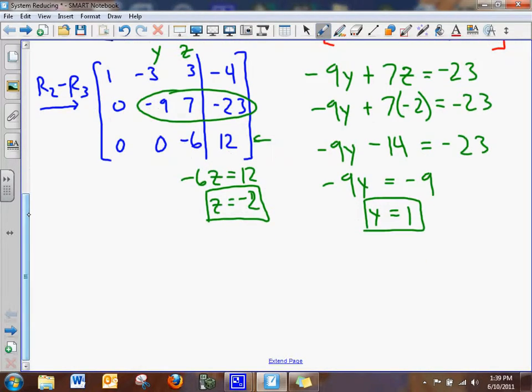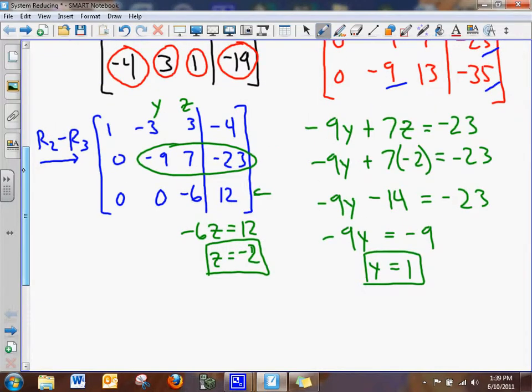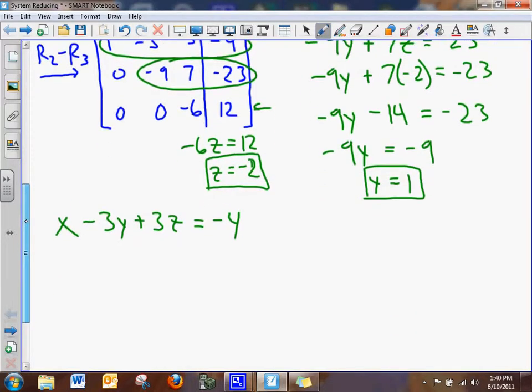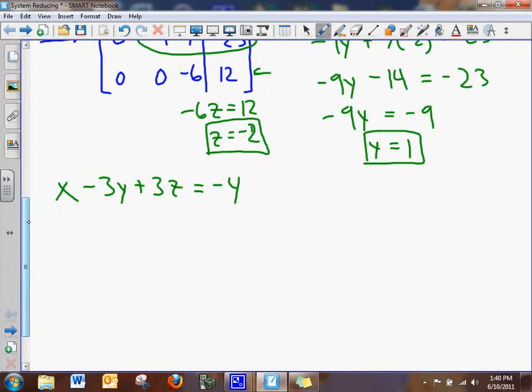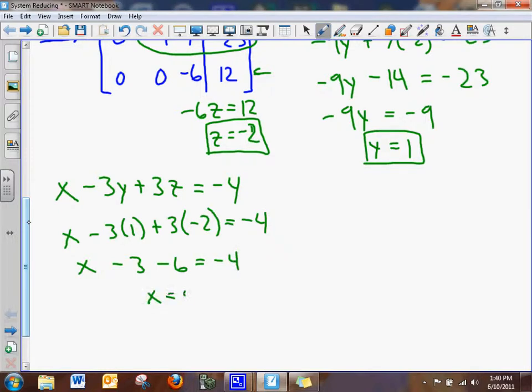Now I'm just going to use the equation from the first row. I'll write that down there. That's x minus 3y plus 3z equal to 4. Substitute in the values that we've already found. So let's see here. We know that y is 1 and z is negative 2. I'm going to solve for x. So we got minus 3 minus 6, negative 9, x is equal to 5. Got it. So we should write our answer: 5, 1, negative 2.